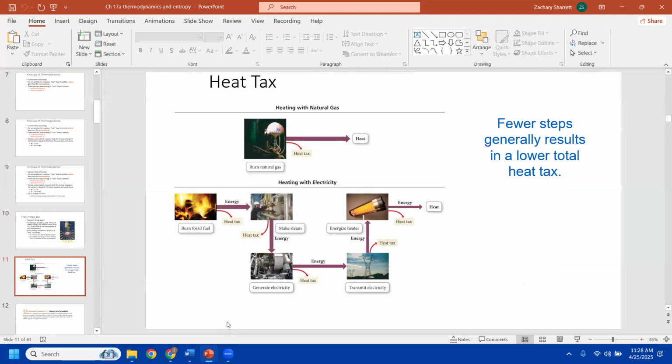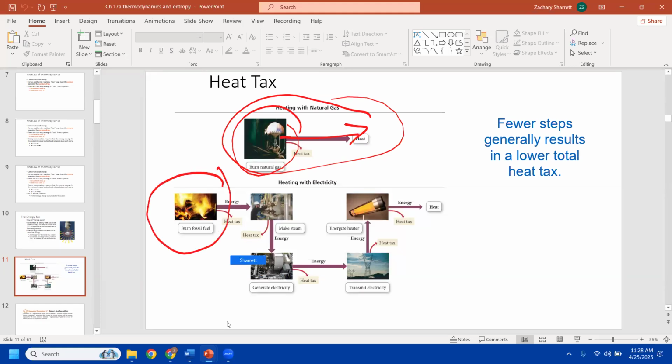So let's take a look. If we heat with natural gas, it directly heats your house. When we heat with electricity, at some power plant, they burn fuel. That fuel gets converted into energy. There's a little heat tax. That energy makes steam to power a turbine. There's a little heat tax.